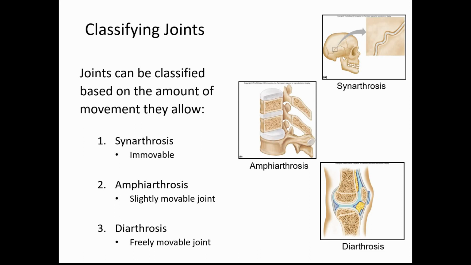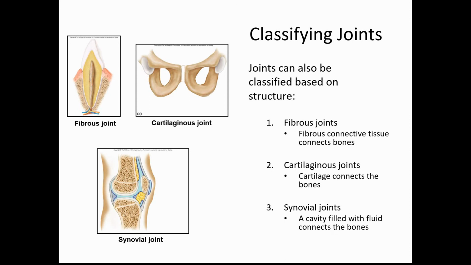An amphiarthrosis is where the two bones come together and they're going to move a bit. Not a lot, but there's some definitive movement there. And then diarthrotic joints are the ones you're probably used to thinking of. These are the freely movable joints. We can also classify joints by structure. There are fibrous joints, cartilaginous joints, and synovial joints.